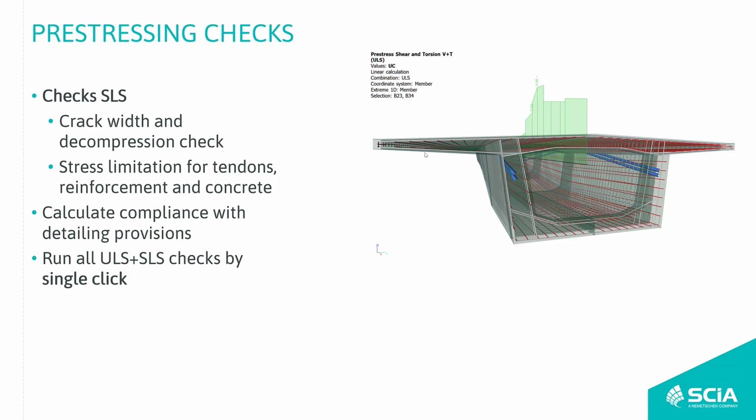as well as for tendons. Moreover, what's very beneficial for you in the case of, let's say, fast checking of the structure is the ability to run all ULS and SLS checks by a single click. So you can push a button and you will get all the results for all the checks. Once there is some check which needs your attention more than others, you can select that check and go deeper and see the results which are related to that particular check.